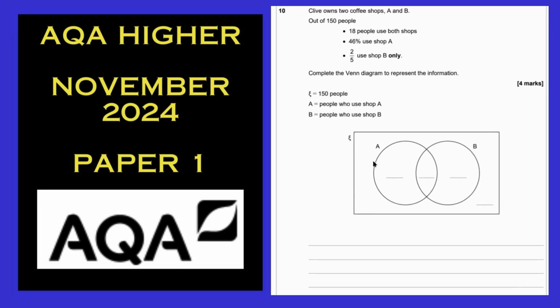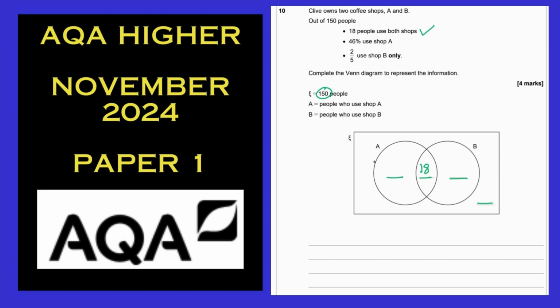Number 10. Clive's got 2 coffee shops. It's a Venn diagrams question, you can tell that, but it's also got some number work going on. 1 line at a time. All 4 numbers must add up to 150. You have to come back to that, you can't do anything straight away. But 18 people use both shops. You'll get a mark for the 18 being both coffee shops.